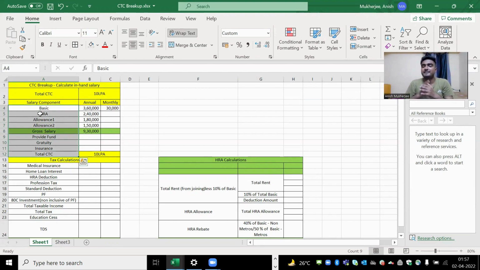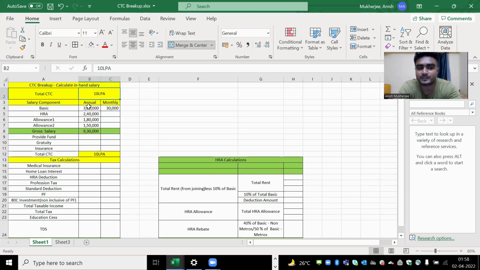So the first component is the basic salary. The basic salary is 100% taxable. According to the Indian government, the entire basic salary that we receive in a financial year is entirely taxable. Assuming the total CTC is 10 lakhs, the basic salary is normally 30 to 35% of the total CTC. So the basic salary comes down to about 30% of the entire CTC.